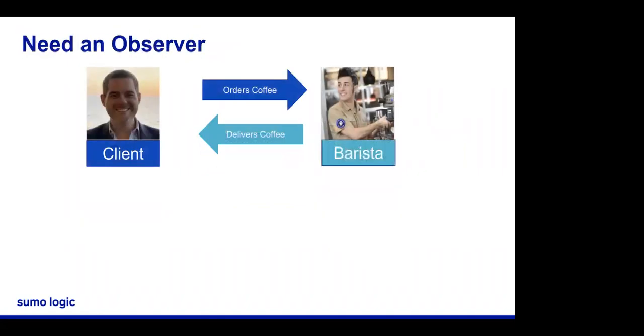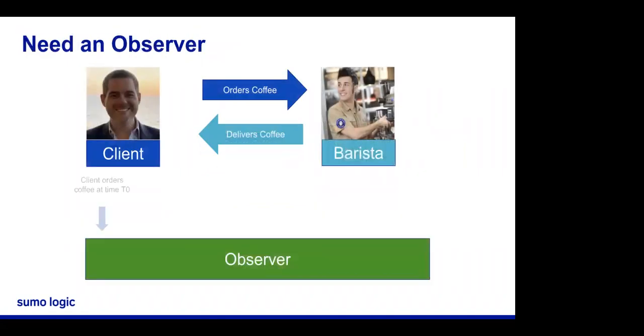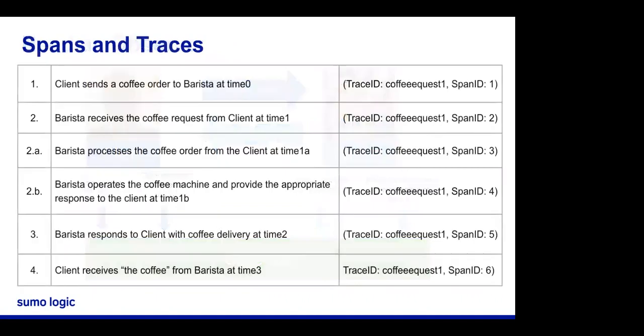But it's a little more complicated than that, right? If you were an observer, you would see that the client offers the coffee, the barista receives the order at a specific time, prepares the coffee, delivers the coffee, but then there's all those intermediate steps that go on here. So the act of a customer requesting a specific coffee, that is a trace. And obviously I've got lots of clients who want lots of coffee, so I'm going to have lots of traces.